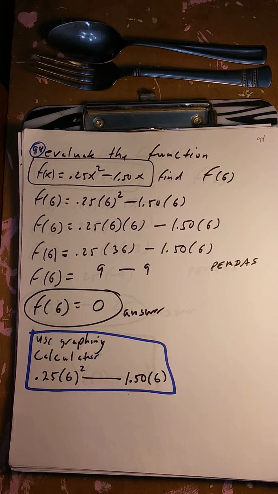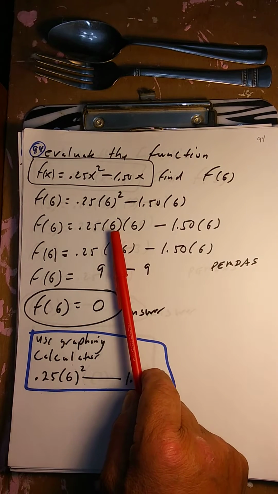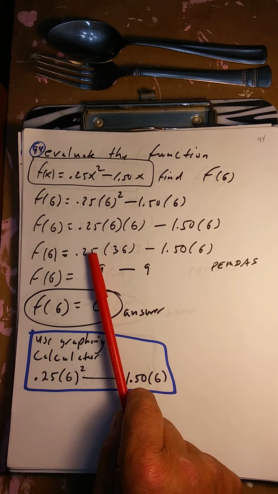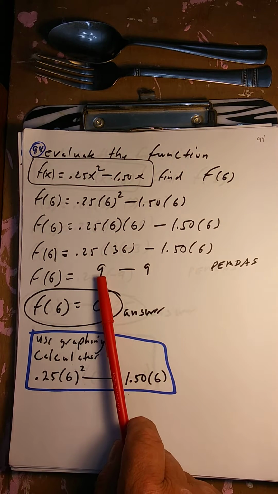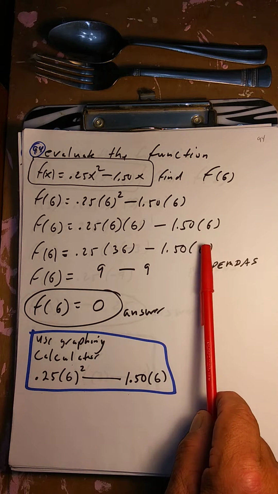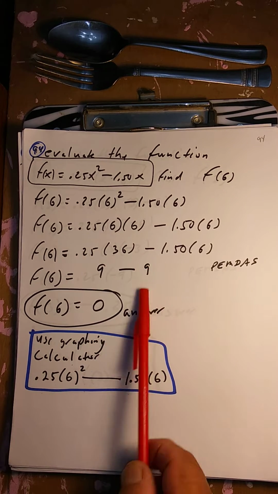Alright, this one. F of 6. So put a 6 in there. 6 squared means 6 times 6. So 6 times 6 is 36. And 36 times this number is going to be 9. And 0.25 times that is 9. And 1.50 times 6, negative, is going to be negative 9. So we have 9 minus 9, 0.